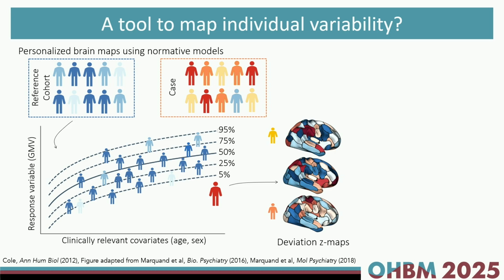So based on the deviation Z-score maps here, the blue indicates lower gray matter volume than what you would expect by chance, based on the normative expectations, and the red indicates higher gray matter volume.